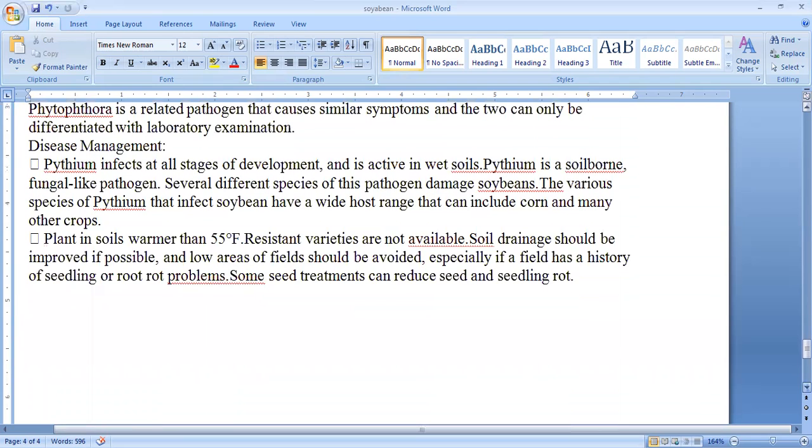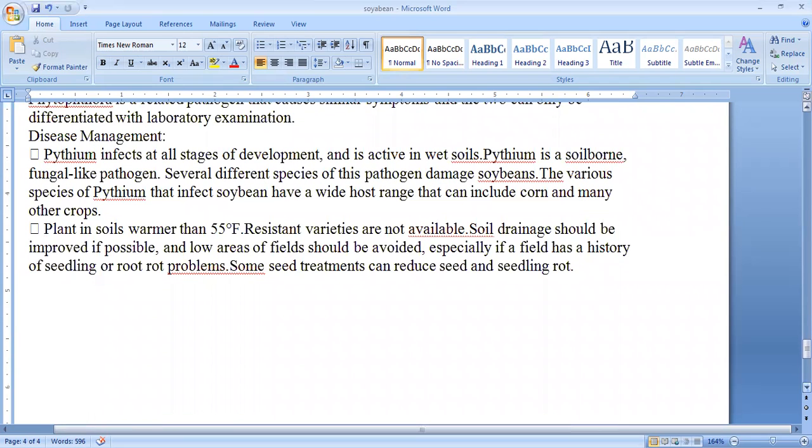Now, how do we manage this disease? Pythium is very harmful. It affects all the stages of development, and it is active in wet soil. It is a soil-borne fungal-like pathogen, and many different species attack soybean. So the host range is also very wide.